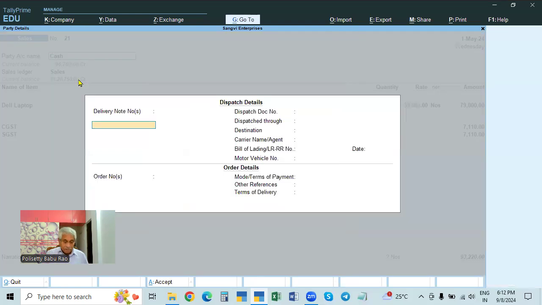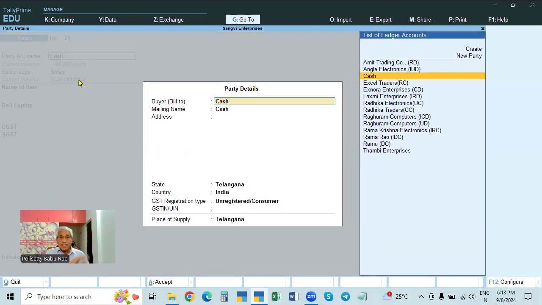For example, here in the dispatch details, then going to the party details, we have to give the name of the party. Suppose you can enter the name of the party here manually. You can give all the details, but that will be limited to this invoice only. So the personal details given here, the ledger is not created, it will not be saved in the masters. It is limited to this only.